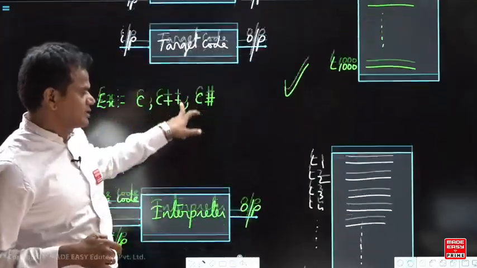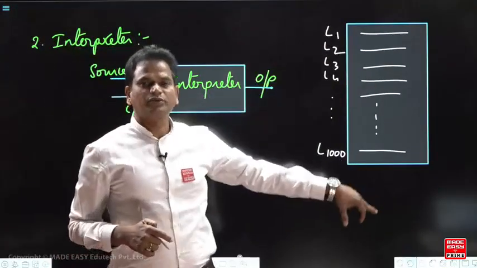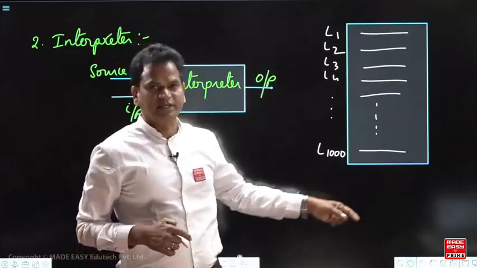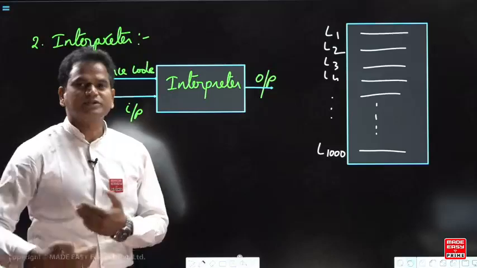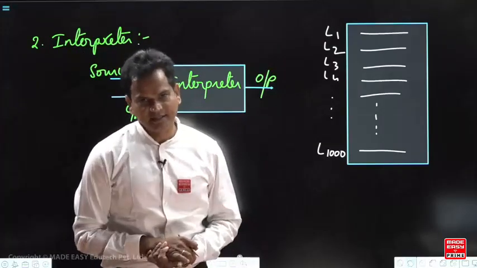Whereas in the case of an interpreter, if you change the input, the interpreter executes the code again and again. You change the input, it executes. Again you change the input, it executes the total program. So that's the reason, because of executing the total program every time, the interpreter takes more time than the compiler.